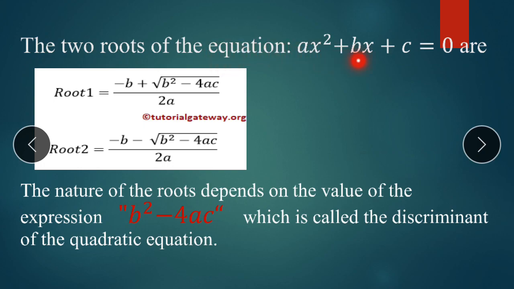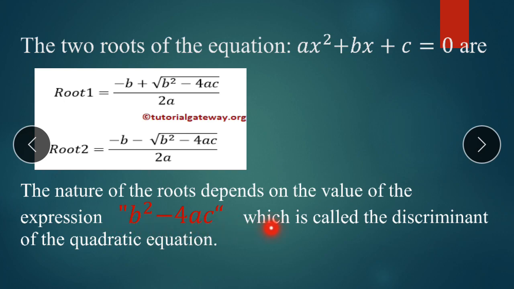As it was discussed in the previous lesson, when the standard form of quadratic equation is solved by the completing square method, we will have two roots, x equals minus b plus minus square root of b square minus 4ac, divided by 2a, which is named the quadratic formula. Then it was discussed that the nature of roots depends on the value of the expression b square minus 4ac, which is called the discriminant of the quadratic equation.